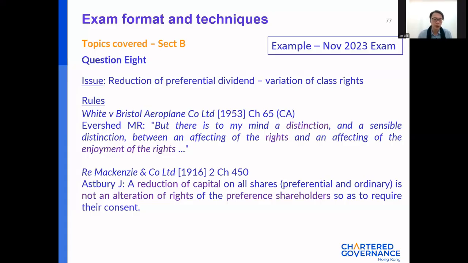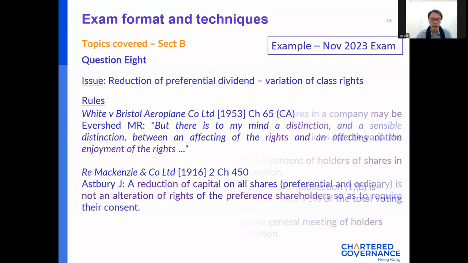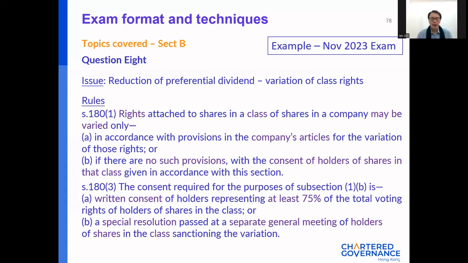So we had a similar situation in a June 2024 question paper, and we've dealt with that already. So let's look at this situation. And then we have section 180. We've seen this before in the previous paper: if it amounts to a variation of class rights, then you will need to follow section 180, depending on whether you have a provision on variation of rights in your articles. If not, then you jump to section 183, which is you need written consent by 75% of the shareholders of that class, or you need a special resolution of the preference shareholders in that class meeting.